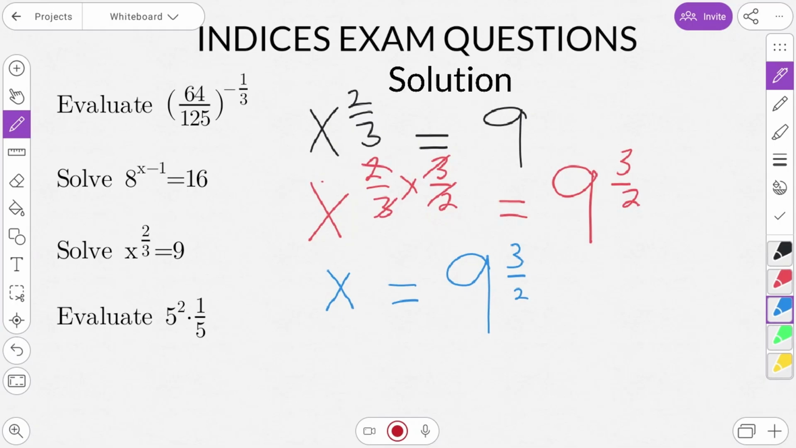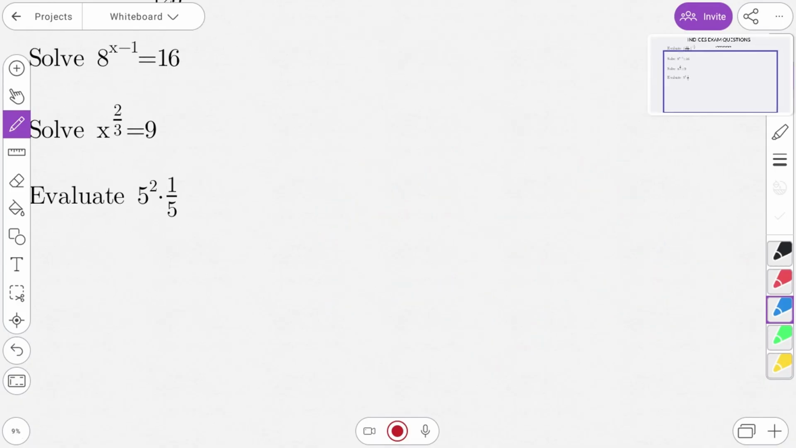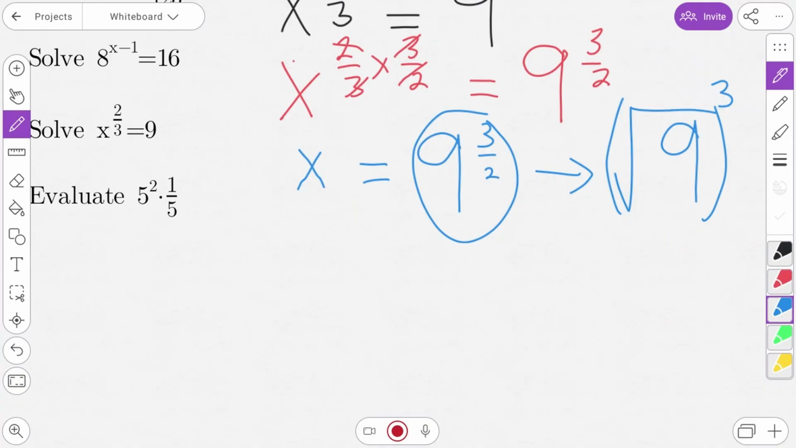Now this right here simply means the square root of 9 raised to an exponent of 3. So let me write it here for you to see what I'm talking about.